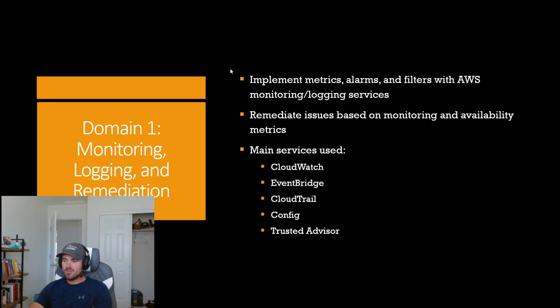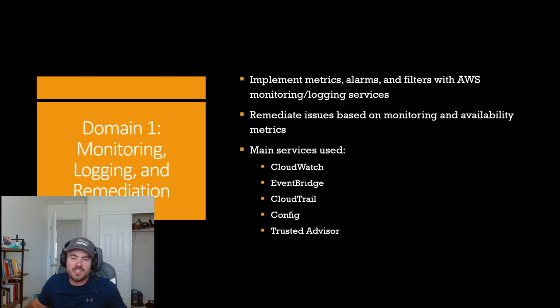All right, so domain number one, we have monitoring, logging, and remediation. So this involves implementing metrics, alarms, and filters with AWS monitoring and logging services. We are going to look at remediating issues based on these monitoring and availability metrics that we set up and implement.